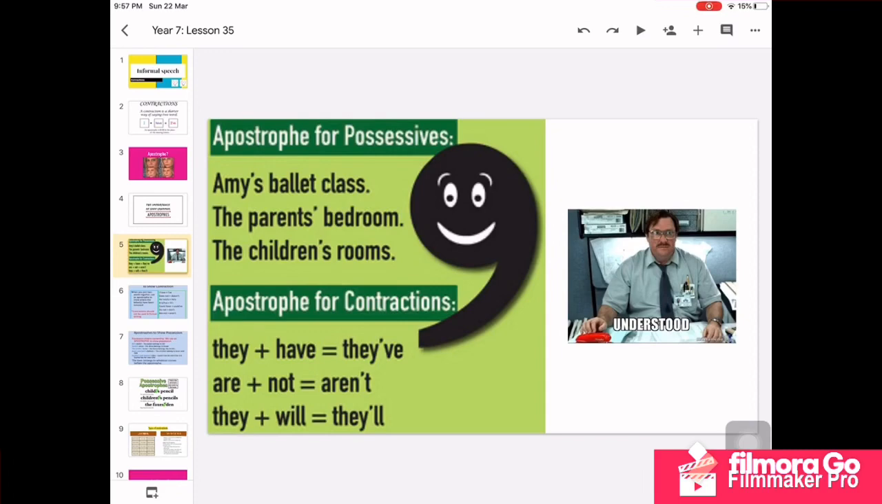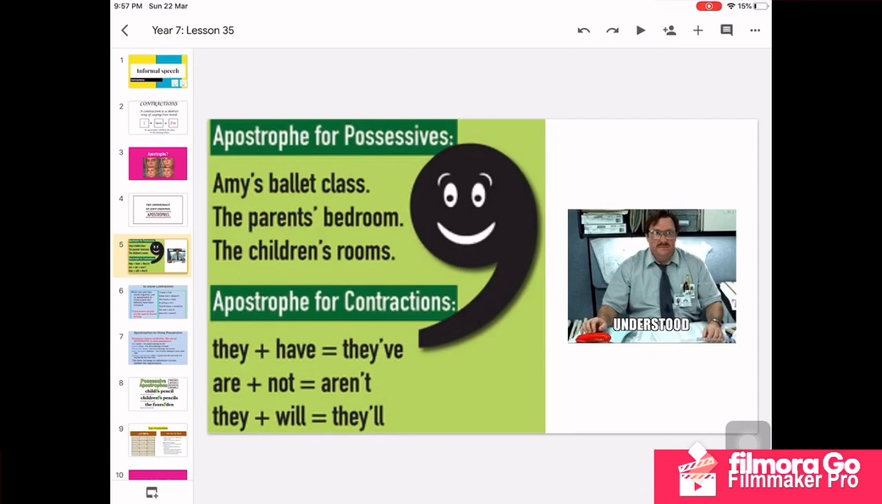Okay, so for example, over here you have they and have, but you want to make it sound informal. You can combine them by making they've, or are not, aren't, they will, they'll. It sounds weird, but when you try to say this in a full sentence, it will sound normal.